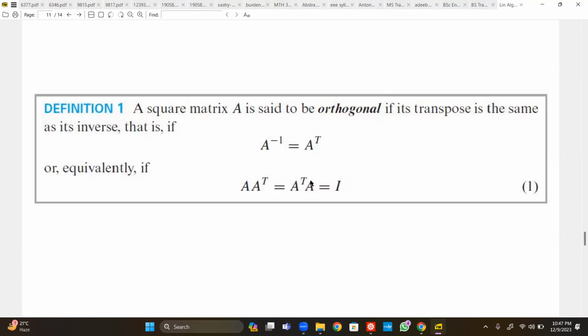Otherwise, I'm moving on. This is the last topic we are going to cover in today's lecture, and the topic is called orthogonal diagonalization. We already covered diagonalization.